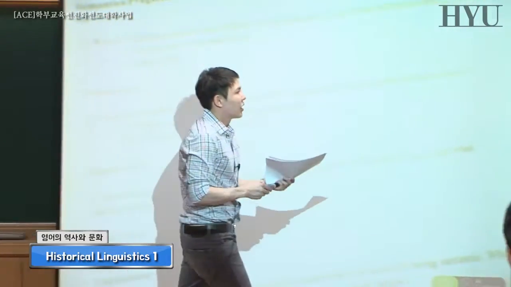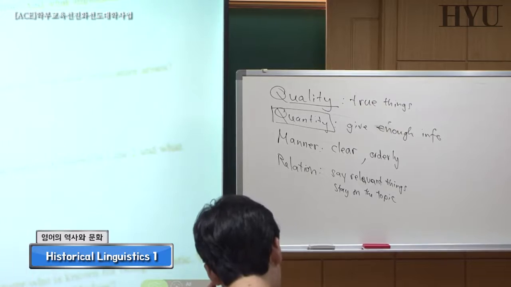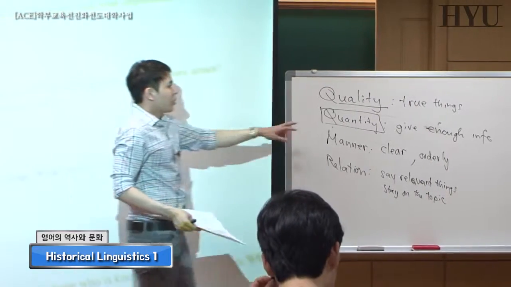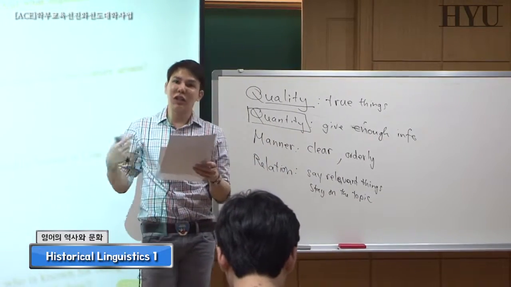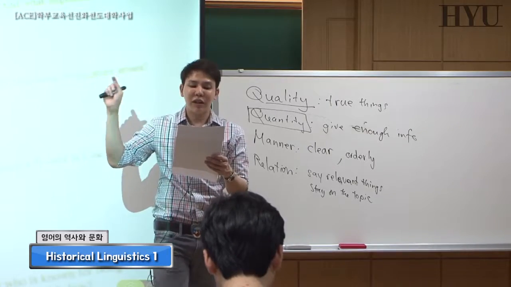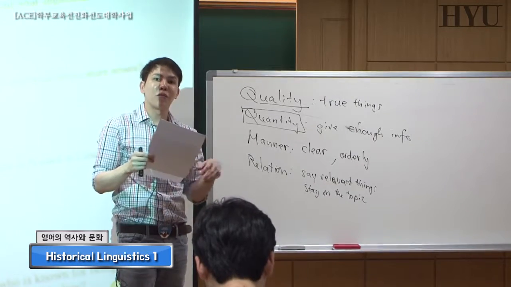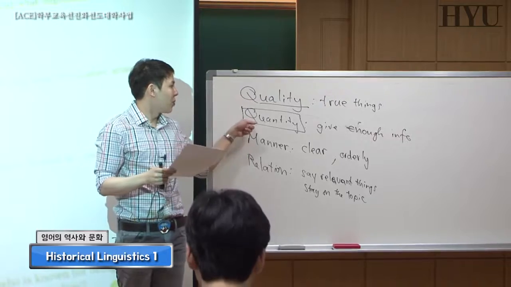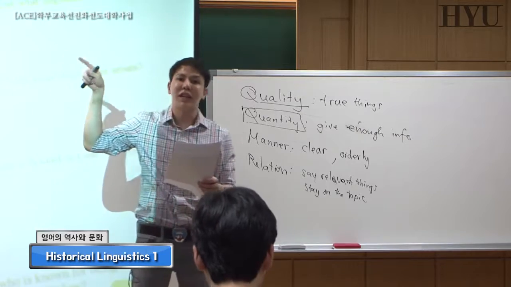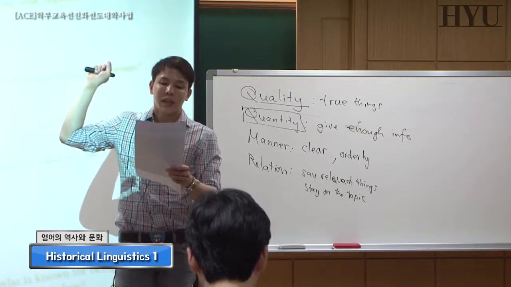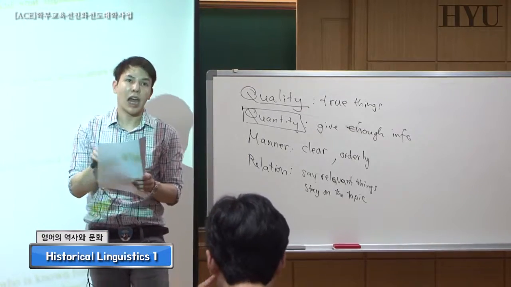In this case, in my opinion, it is quantity that is being violated, right? Why is that? The maxim of quantity says that you have to give enough information that the listener is looking for. So the listener is looking for the information about John plus Kate, but here only the information about Kate is given. So the maxim of quantity is being violated, right? Because B doesn't say anything about John, although the listener expects that, okay?